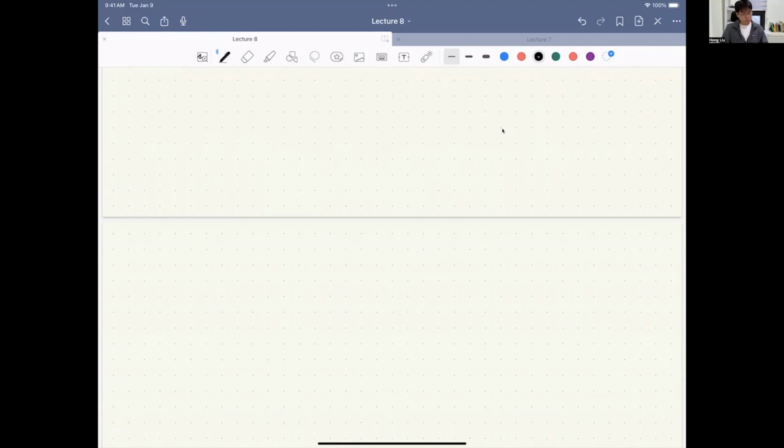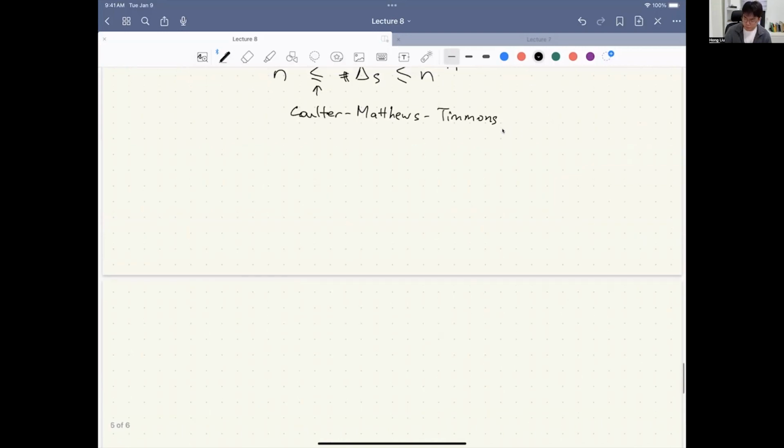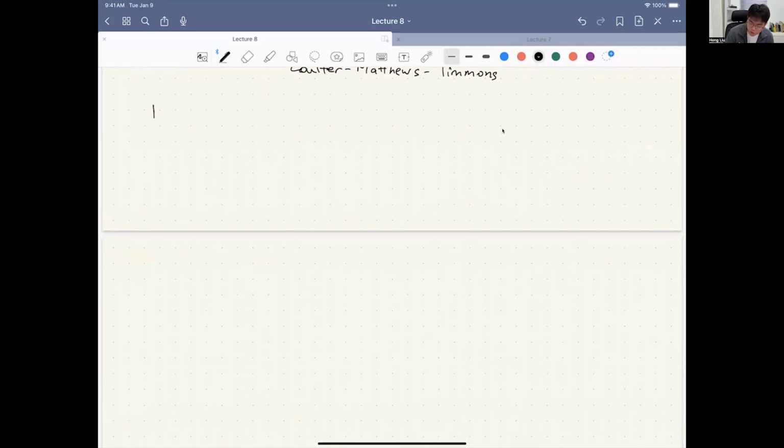Okay, so let's see a quick application of the bipartite Turán problem. Remember, KST says that if you forbid K_{s,t}, then the number of edges is at most n to the 2 minus 1 over s. Let's say s is less than t.